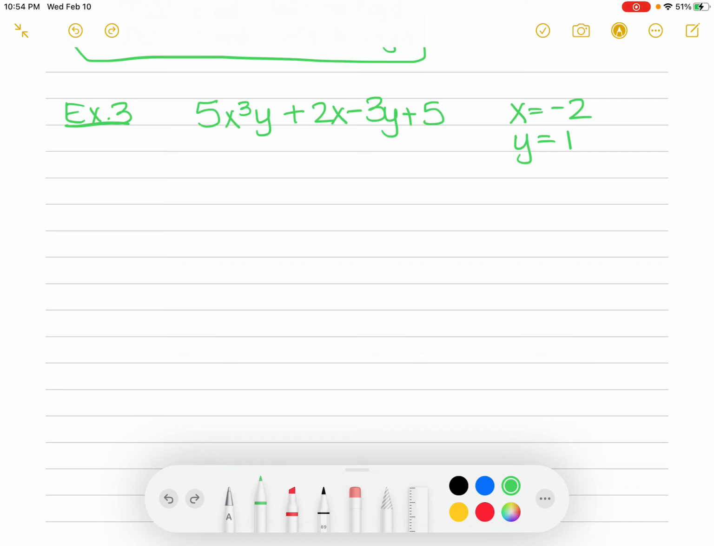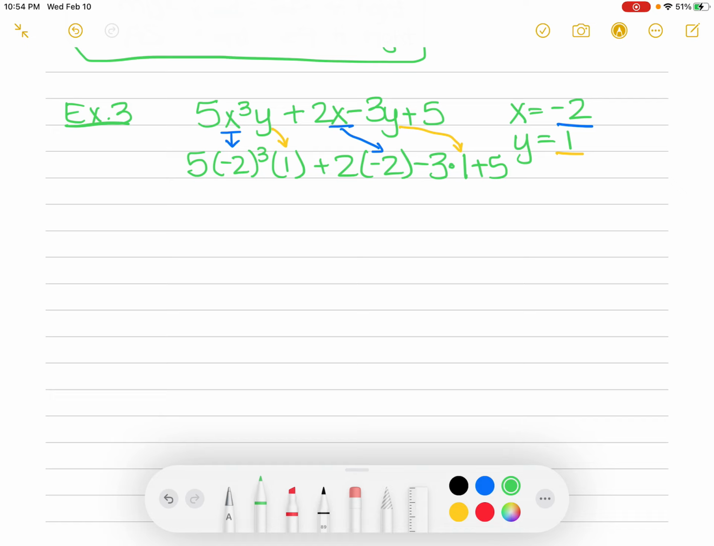I'm going to leave a little bit of space here because this is going to be big right here. Okay, I have 5 times negative 2 cubed times 1 plus 2 times negative 2 minus 3 times 1 plus 5. Okay, so if you noticed, I put in the negative 2 everywhere there was an x, right? And I put in the 1 everywhere there was a y. Okay, so that's how I'm solving this.